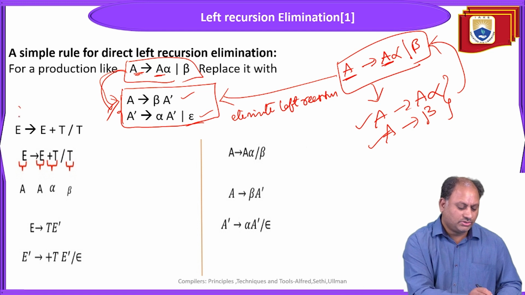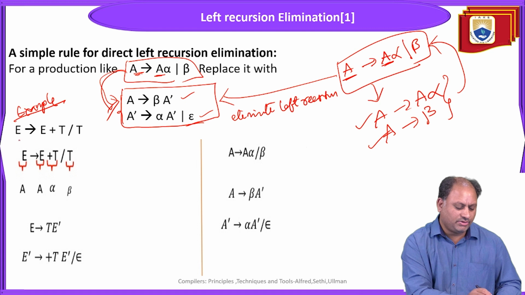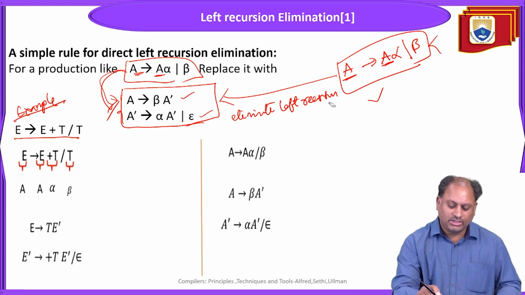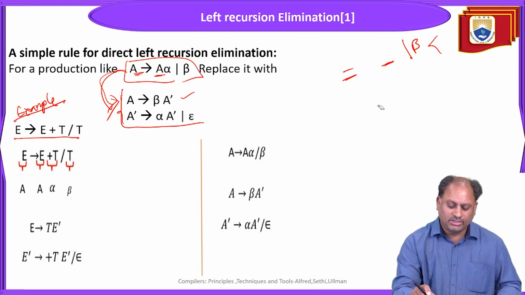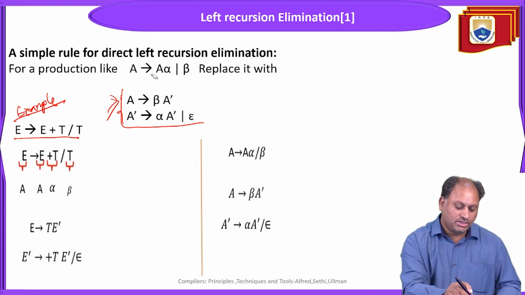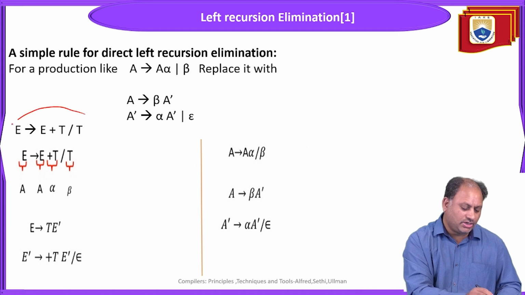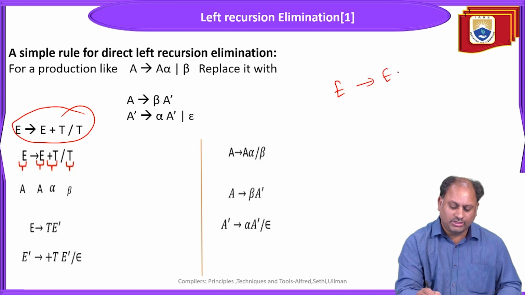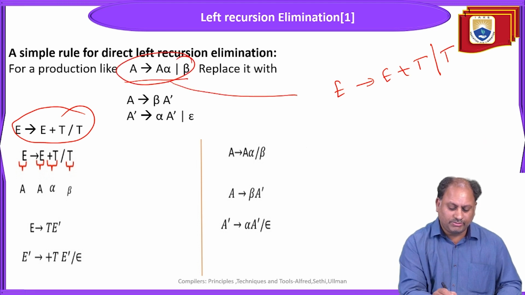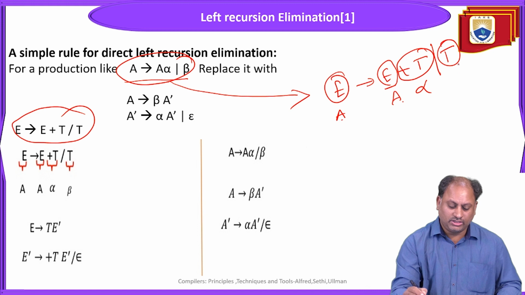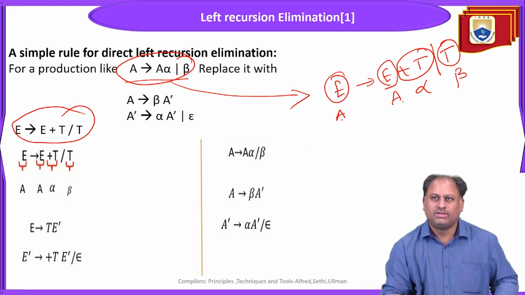So let us see with an example. This is an example where the production given is E derives E plus T. Capital E derives capital E plus capital T, and one more production is also given, that is capital E derives T. First we have to verify in this given example. Capital E derives capital E plus T, and T. So this is of the format which is the same as A derives A alpha. So here A derives A, which is a left recursion, and plus T is to be considered as alpha, and T is to be considered as beta.